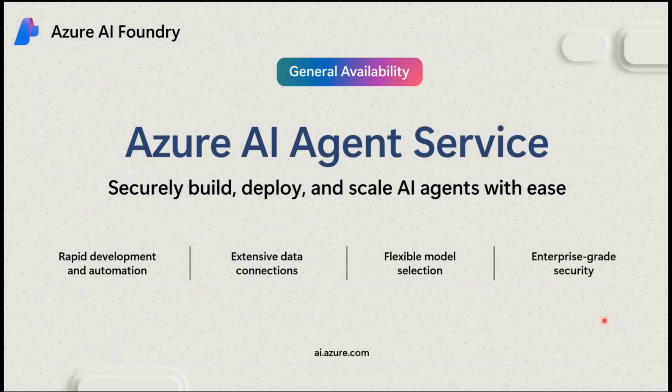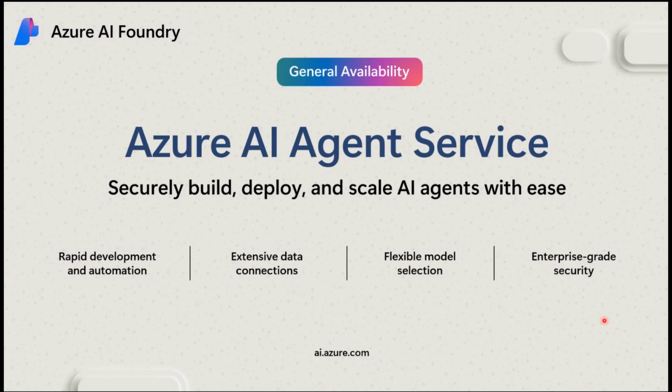So we're going to be discussing the AI agent, Azure AI Foundry Agent Service, which allows you to rapidly develop and automate this type of system. I'm going to be demonstrating it to you through the portal, where you can create an agent very quickly. From there, it has a lot of extensive data connections, and the library of connections has been growing. So I'll show you what these are.